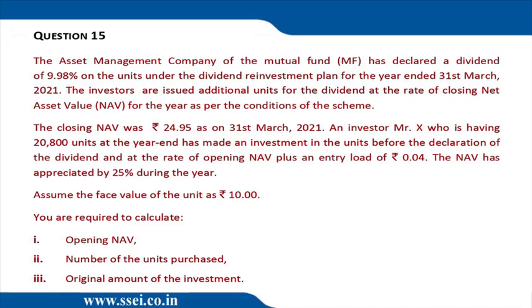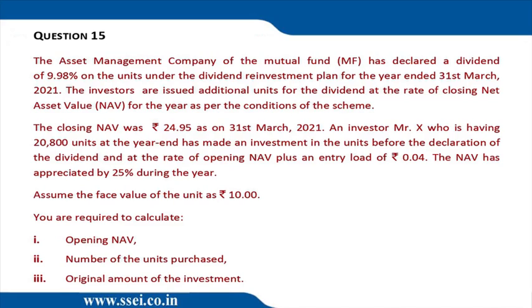For doing the second and the third portion, let's think that way. 20,800 is the cum dividend units, including dividend. So 20,800 into 24.95 divided by 25.948. That means the cum dividend units multiplied by the NAV, divided by the NAV plus dividend. That's the formula, if you want to get the formula.